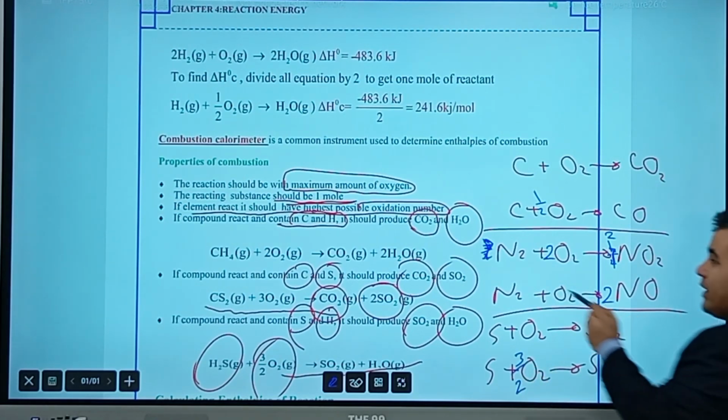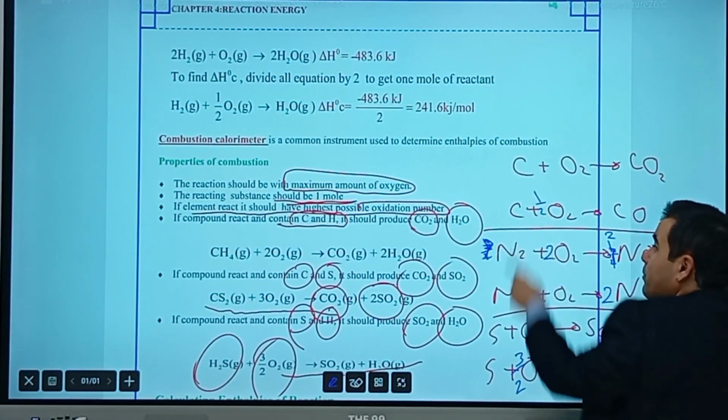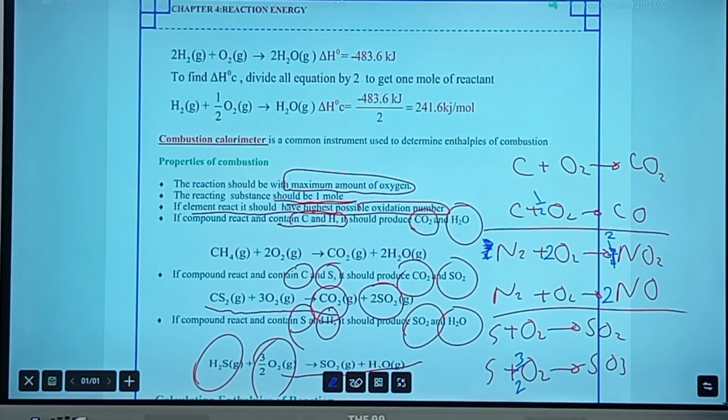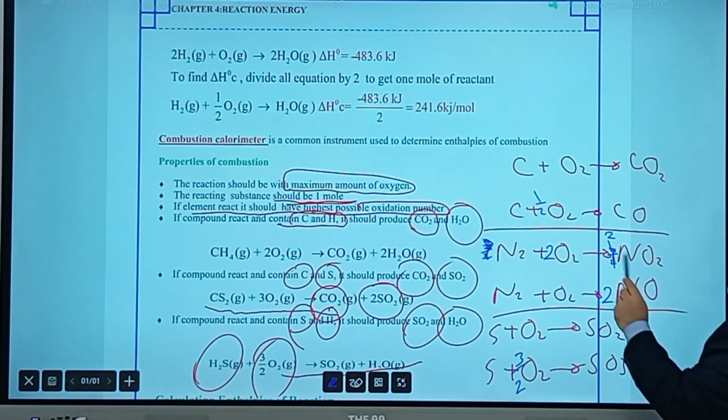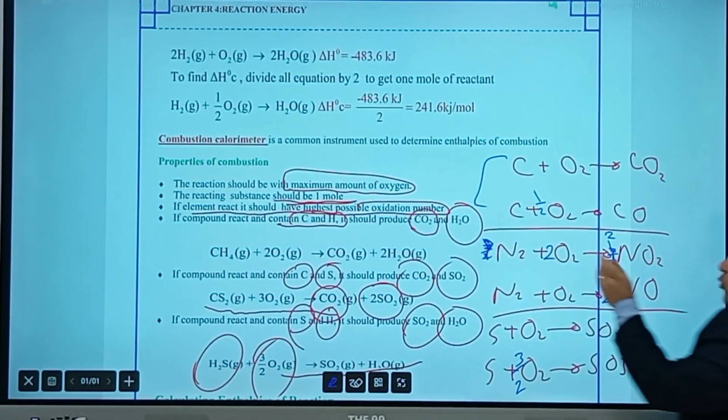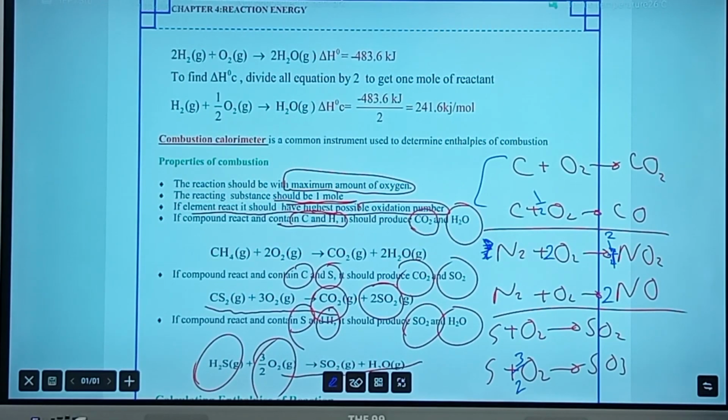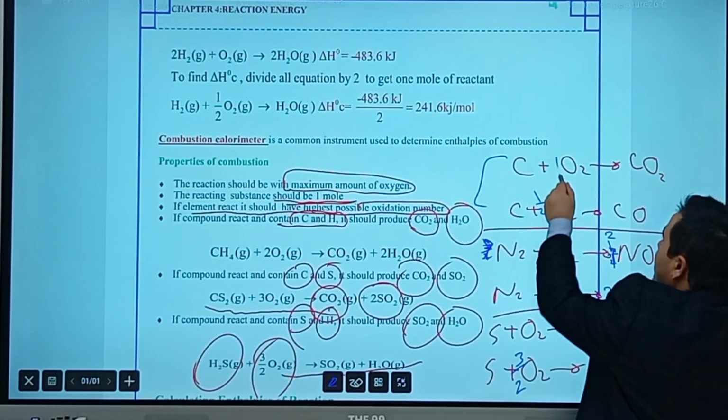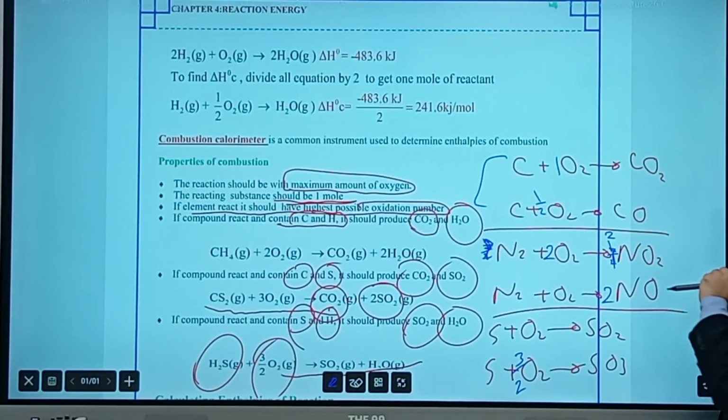We cannot change the coefficient of the elements. Why? Because it's combustion. We are talking about combustion. We are just able to adjust the coefficient of the product and the oxygen. Guys, in 2 ways we can predict the complete combustions. The first, which one uses more oxygen, that one becomes the complete combustion. So the first one is a complete combustion.